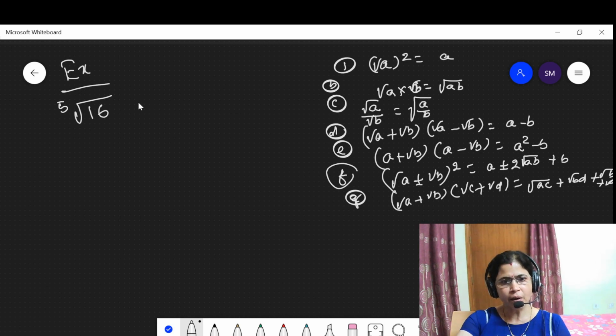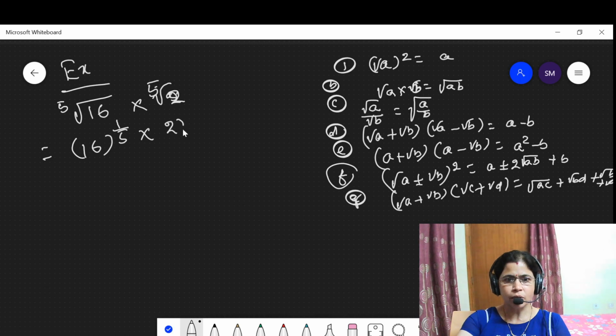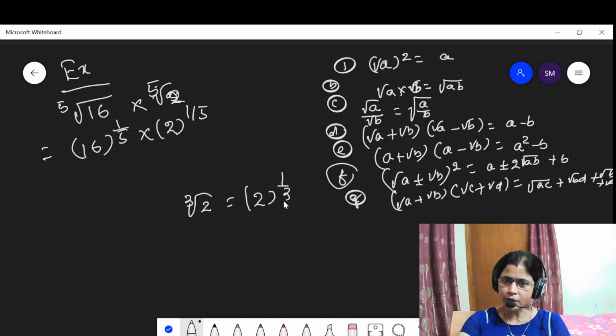Here the question says: find the fifth root of 16. What do you mean by fifth root of 16? Fifth root of 2 into fifth root of 16. Then fifth root of 16 can be expressed in this form, 1 upon 5, and 2 fifth root of 2, which can also be written as 2 to the power 1 upon 5. You know, square root of 2 means 2 to the power 1 upon 2, and cube root of 2 means 2 to the power 1 upon 3.